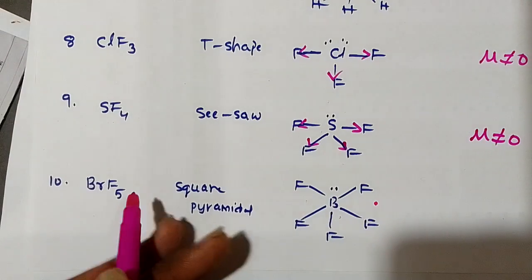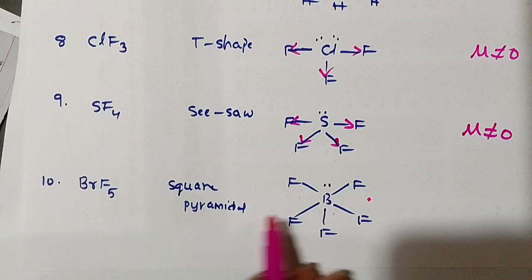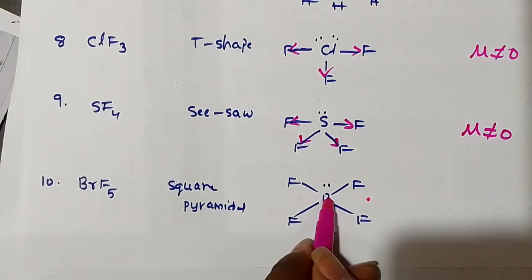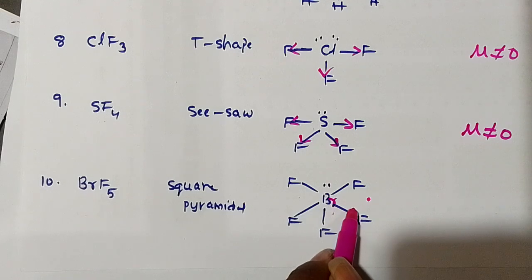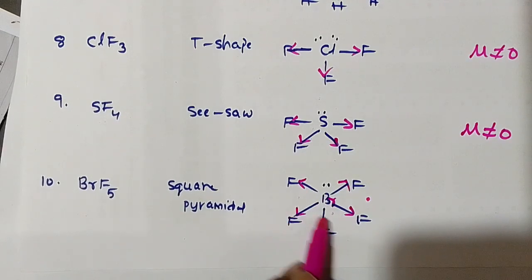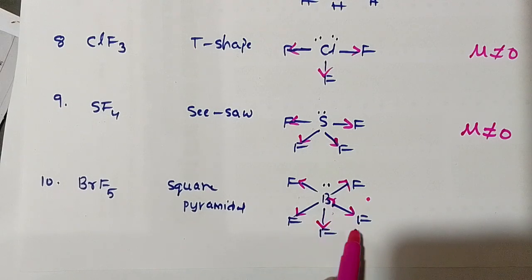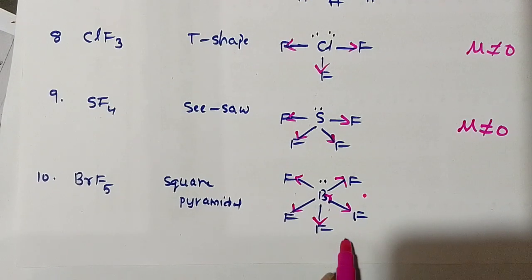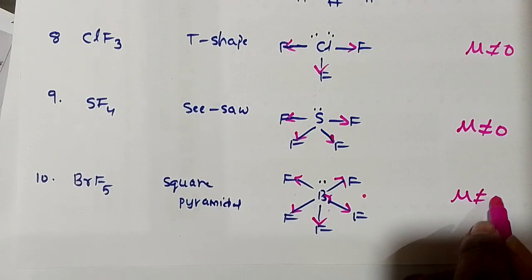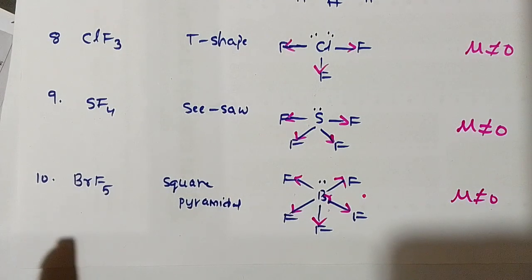Next, BrF5, it is square pyramidal. It is an unsymmetrical shape, and compared to bromine, fluorine has more electronegativity. It can attract the bonded electrons towards fluorine. Now it is unsymmetrical. It has the net force not equal to 0. That's why the net dipole moment is also not equal to 0.